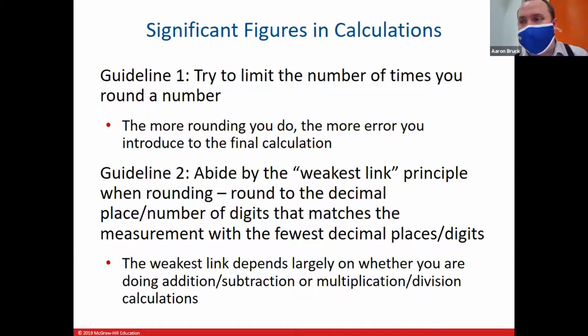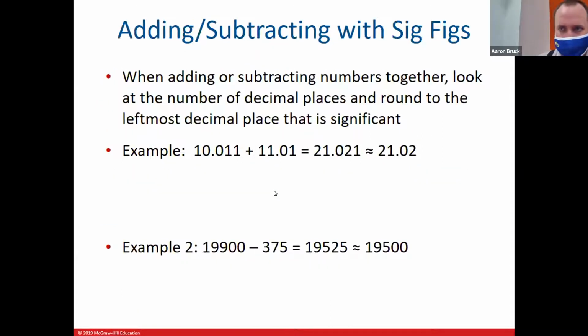Now, this particular principle is applied differently to adding and subtracting versus multiplying and dividing. And we'll cover those in depth here. When we add and subtract, our weakest link principle is based upon decimal place. How many decimal places do I have? The more decimal places that are present, the more precise the measurement is. The fewer decimal places it has, the less precise the measurement is. And our weakest link principle comes about looking at where is that uncertain digit.